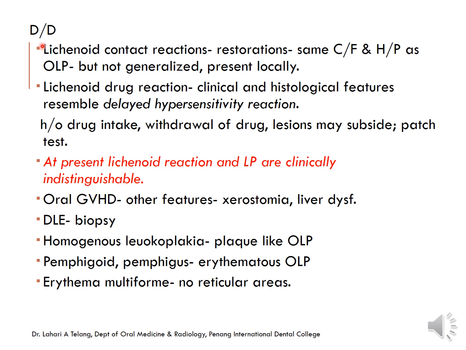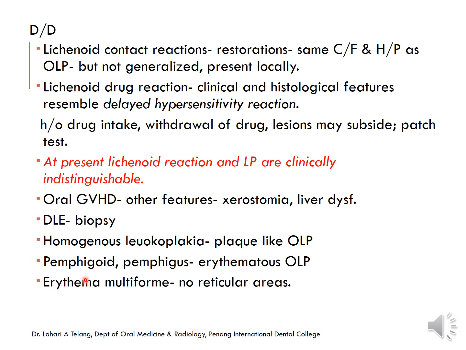So there are other differential diagnoses like oral graft versus host disease, but of course these patients would have a history of receiving a graft, and they have other features also accompanying. DLE is very difficult to differentiate from oral lichen planus. I will show you pictures later on. DLE is discoid lupus erythematosus. Of course, a biopsy may need to be done to confirm the diagnosis. Again, homogeneous leukoplakia, like I showed you in the pictures, is very difficult to differentiate from plaque-like oral lichen planus. The only giveaway again is that lichen planus is generally bilateral.